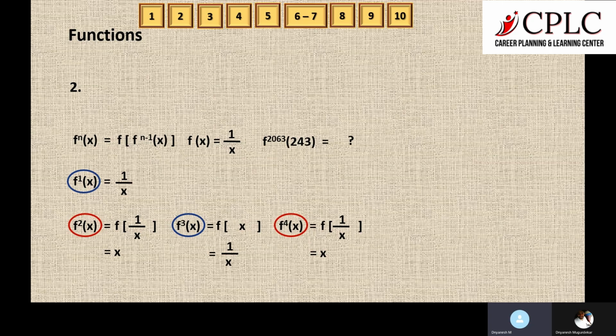So all you have to do is observe your question where the power is either even or odd. So clearly 2063, the power is odd. So if the power is odd, whatever is the input 243, the output will be reciprocal of that, which will be 1 upon 243. Answer option first in terms of pattern finding.